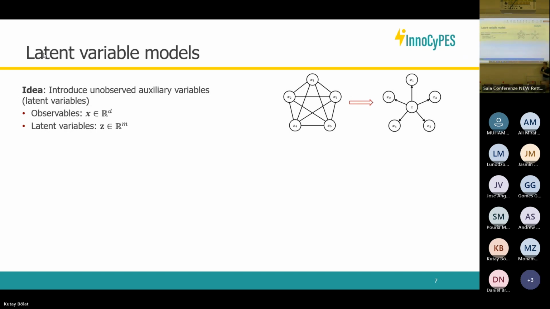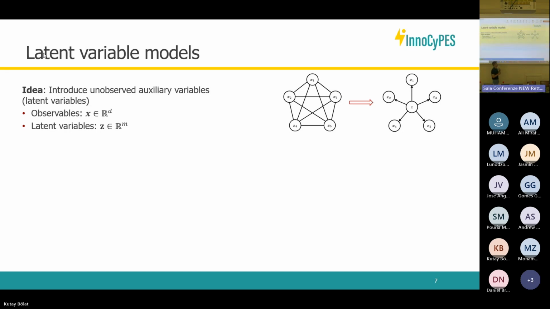So the idea is we introduce something new, an unobserved auxiliary variable called a latent variable. We don't know what it is. It can be fictive, it can be real. We don't observe it, but we assume it's there. Generally, we tend to model this latent variable with a dimensionality way less than the observable ones.